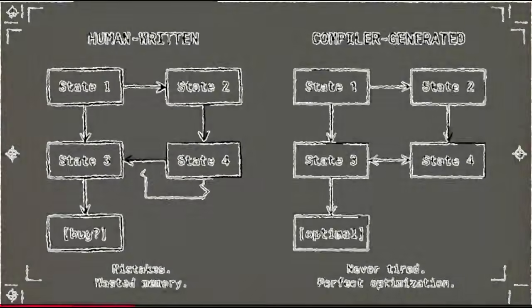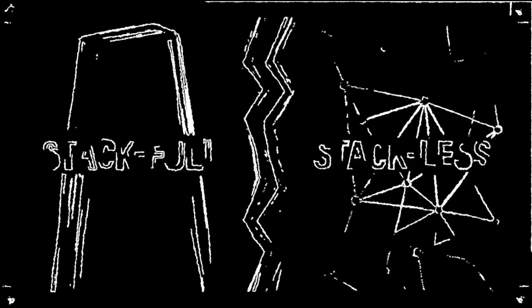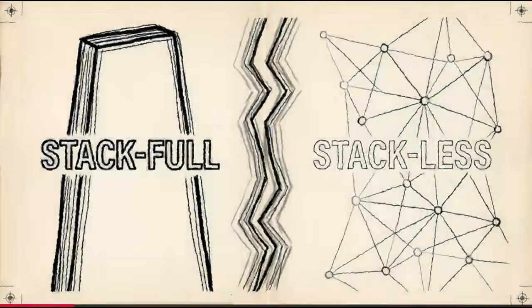Okay, I see. A human managing a complex state machine. They make mistakes, they use too much memory, they miss optimization opportunities. The compiler, it doesn't get tired. So that's the dream. But getting there sparked what the notes call the Great Schism.